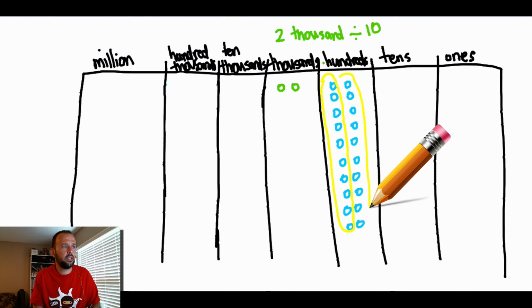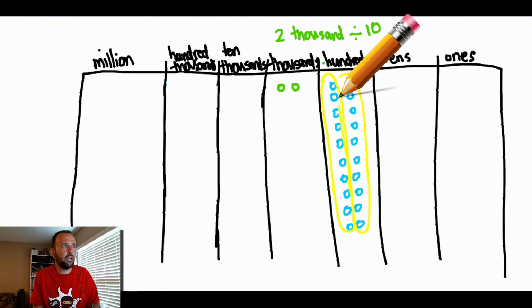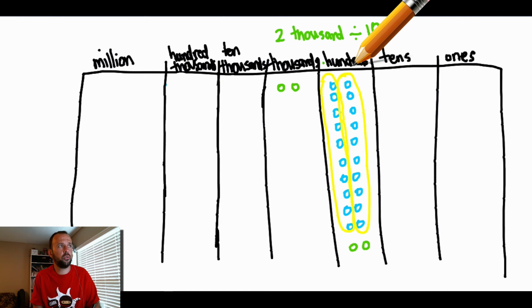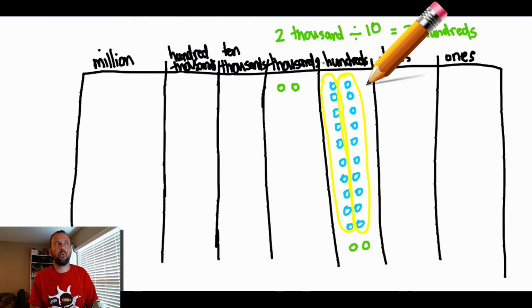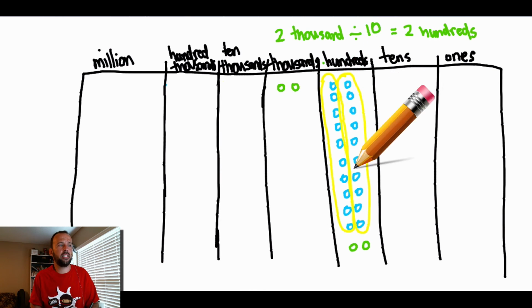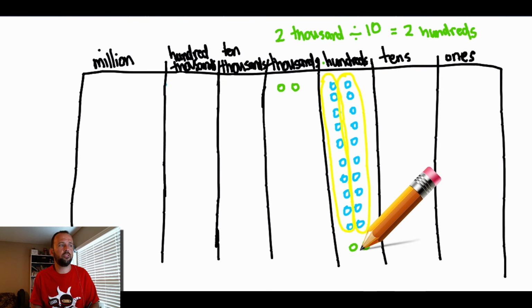So if I make groups here, dividing by 10, I'm going to have one group of 10, and I'm going to have two groups of 10. So that means that 2,000 divided by 10 is equal to 2 hundreds. Okay? Because I broke those thousands into smaller units, into my hundreds, and then I divided it by 10. So the 2,000s divided by 10 will give me 2 hundreds. These are representing each group here.